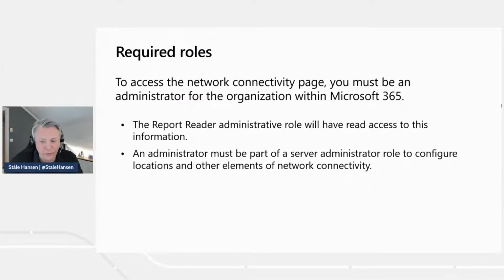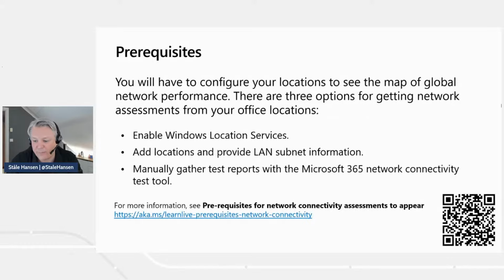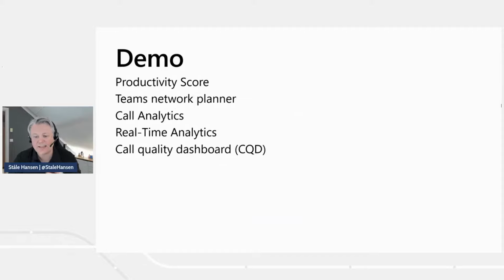So what can we do in order to view this? The report reader has access to this, and of course a global administrator has access to this platform. There are some requirements, and keep in mind that this is measuring the desktop client, so not the mobile client or the web client. So you need to have the Windows Location Service enabled, and for best effort, and I'm going to show you that, you need to provide Microsoft with some information about your environment so you can pinpoint where you're actually located. And you can do your own testing as well and gather those centrally. So let's look at that.